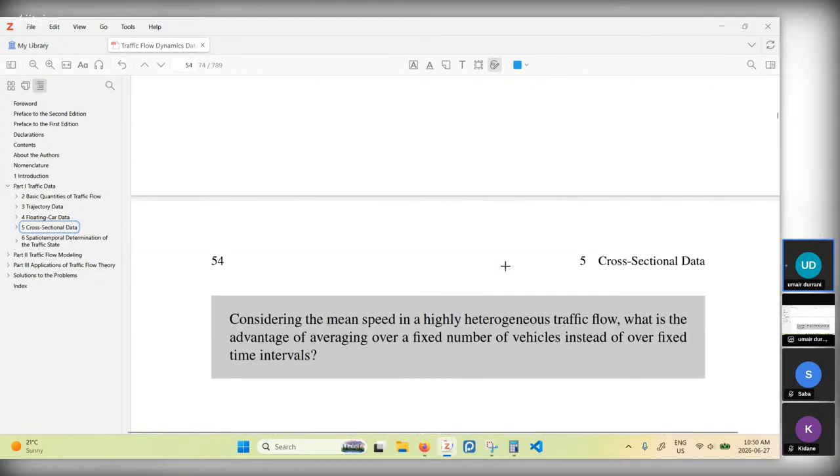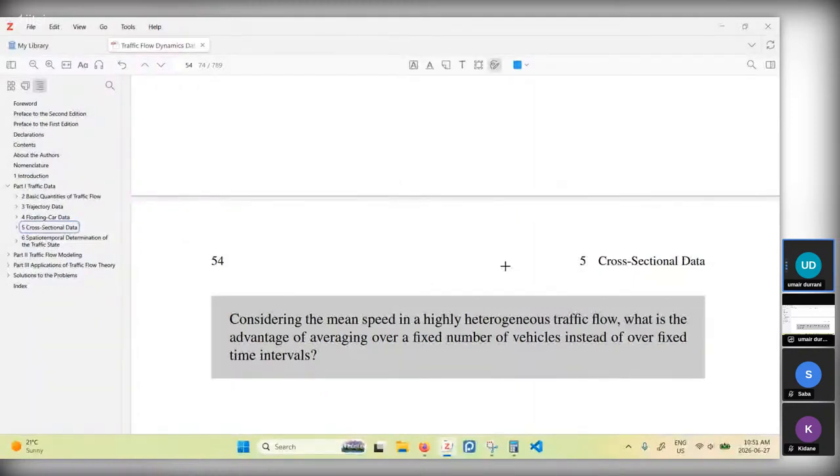And now the final thing before we wrap up this section of our discussion is this question: considering the mean speed in a highly heterogeneous traffic flow. So heterogeneous traffic flow means it's not homogeneous. Some speeds are higher, others are smaller, but we are looking at the mean speed. What is the advantage of averaging over a fixed number of vehicles instead of over fixed time intervals?